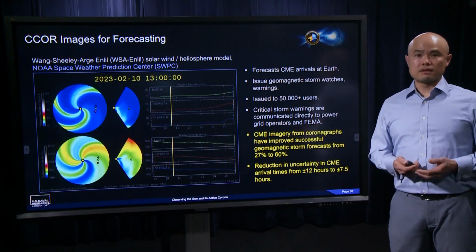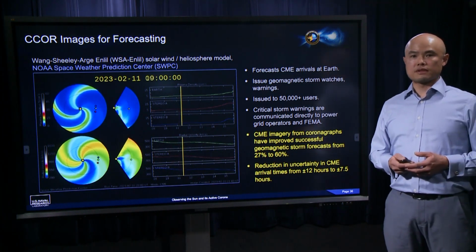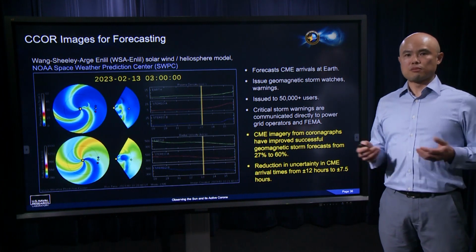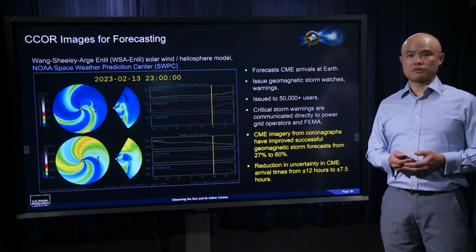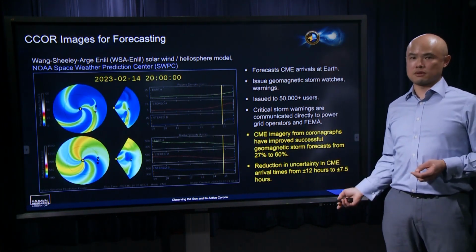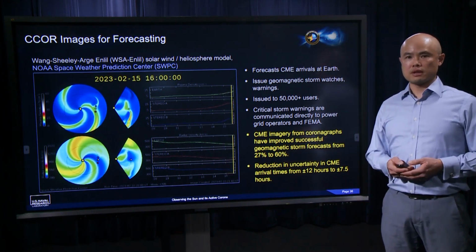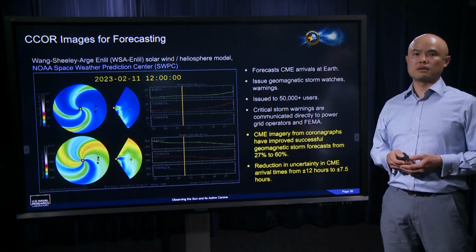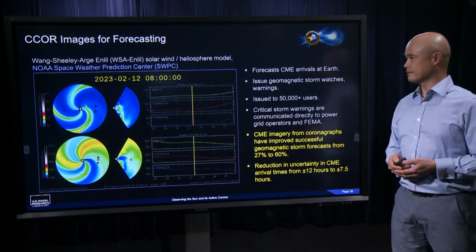It's been demonstrated that including coronagraph observations of CMEs into the space weather forecast models has improved the success of their predictions from 27% to 60%, and that the window of uncertainty as to when they'll arrive at Earth is reduced from 12 hours to 7.5 hours.